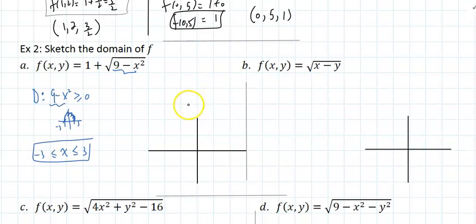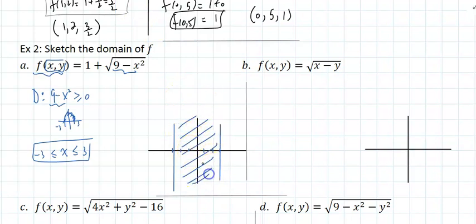So when it says sketch the domain, since this is f of x, y, the domain is x and y. When I say x is between negative 3 and positive 3, 1, 2, 3, and 1, 2, 3 included, wouldn't you agree that the domain would be, since there's no y, any of this will do? Any point between those two values will work?